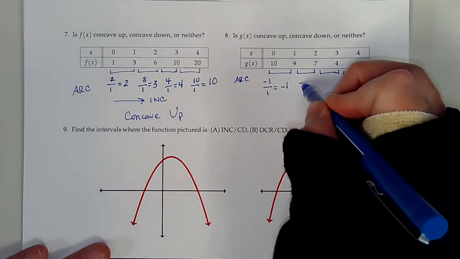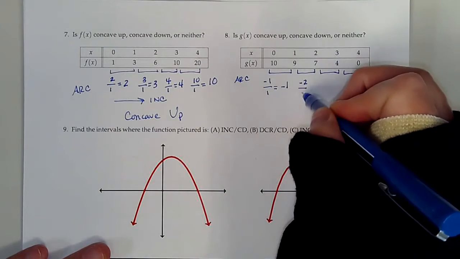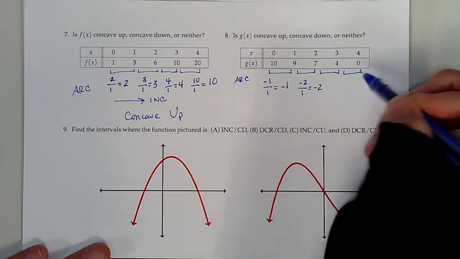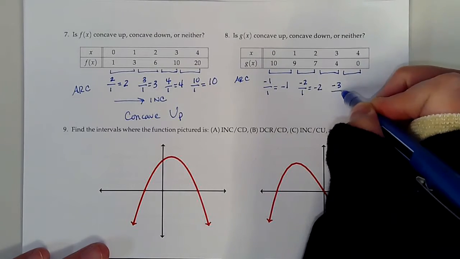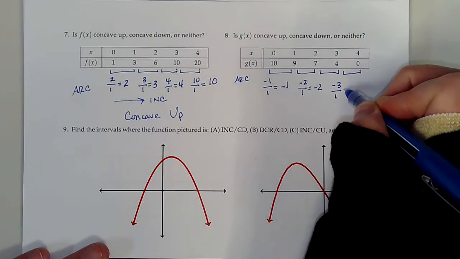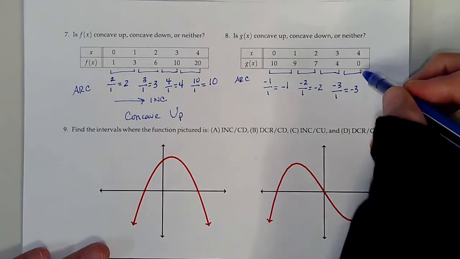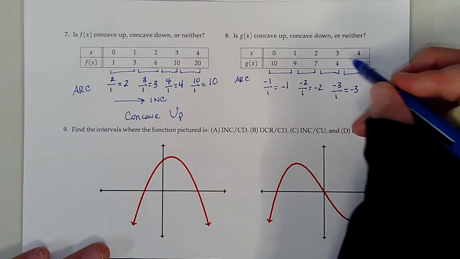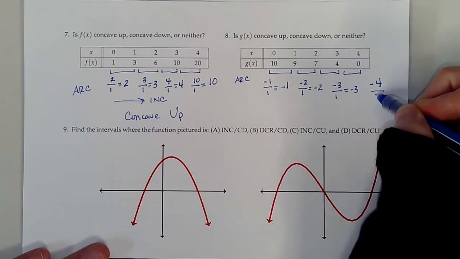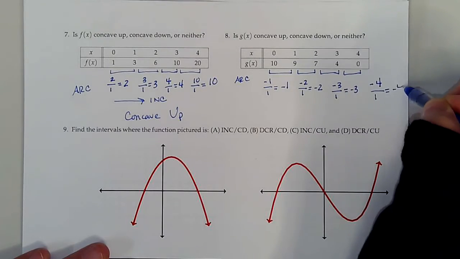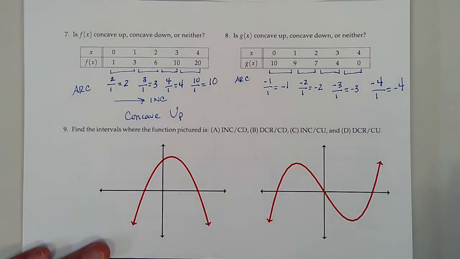7 minus 9 gives me a negative 2, over 2 minus 1, which is 1. So I get negative 2. 4 minus 7 is a negative 3, over 3 minus 2, which is 1. So I get negative 3. And then my last rate of change here, 0 minus 4, gives me a negative 4, over 4 minus 3. And so I have an average rate of change of negative 4.